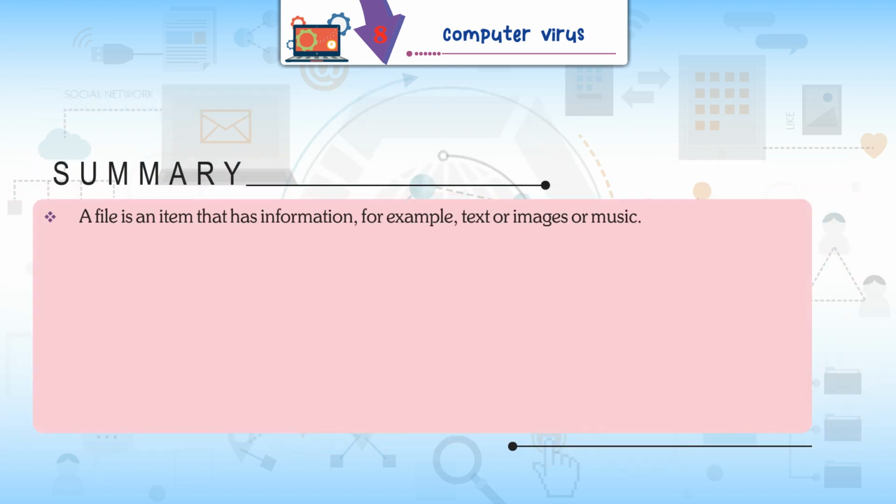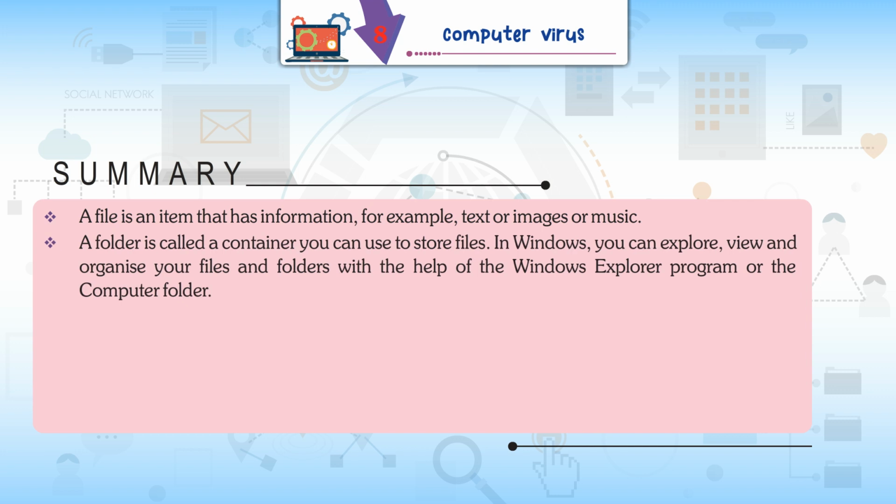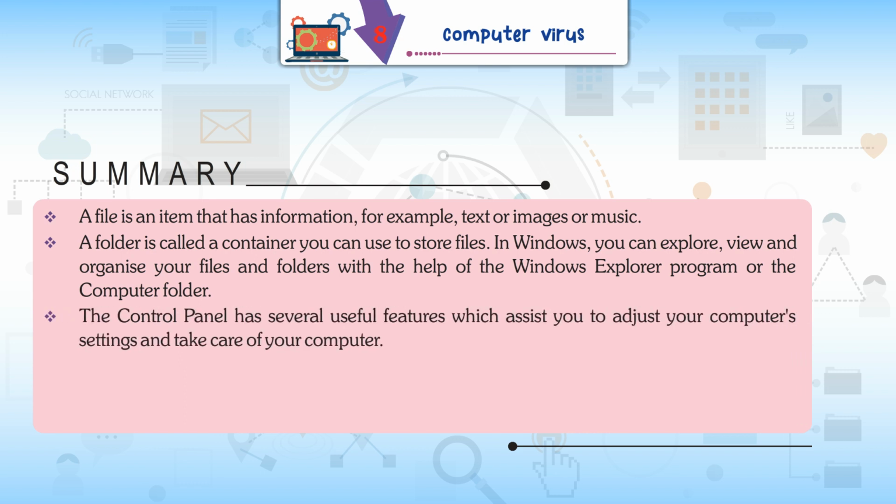Summary. A file is an item that has information, for example, text or image or music. A folder is called a container you can use to store files. In Windows, you can explore, view, and organize your files and folders with the help of the Windows Explorer program or the computer folder. The control panel has several useful features which assist you to adjust your computer settings and take care of your computer.